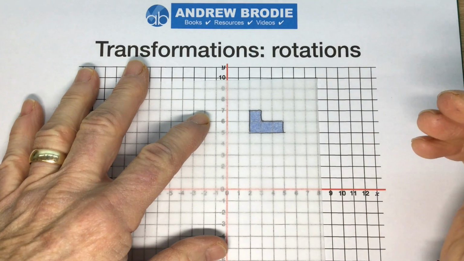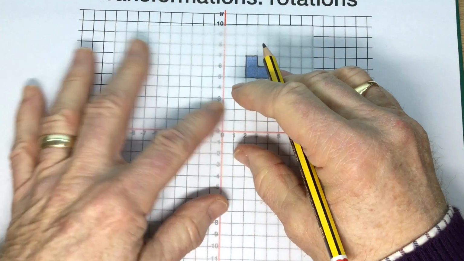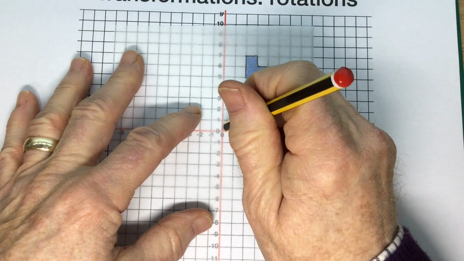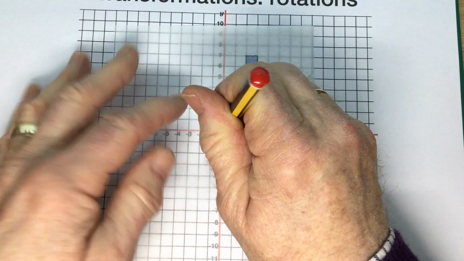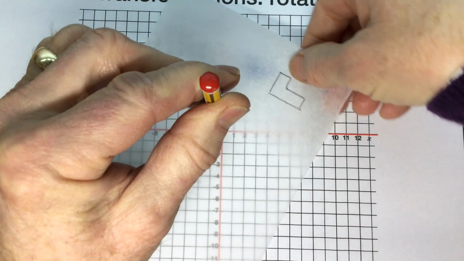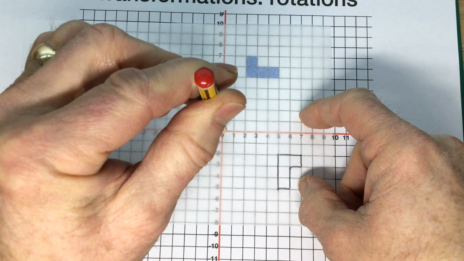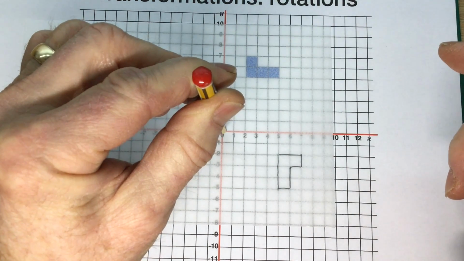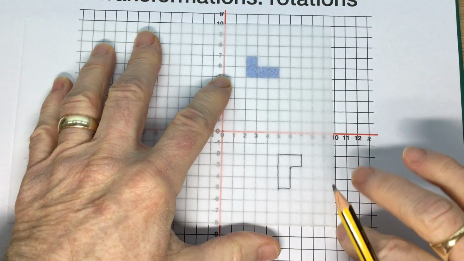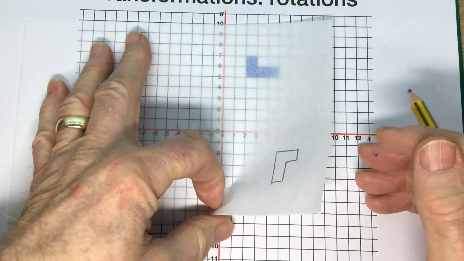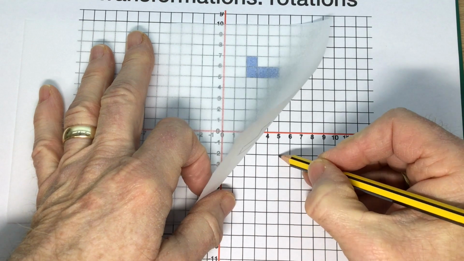There's the shape. And you may be asked to rotate the shape around the origin. So we'd call the origin the center of rotation. And you may be asked to rotate it 90 degrees, in which case it's going to end up there, 90 degrees around the center of rotation, which is the origin. And so having spotted where it is, you can just lift the corner of your tracing paper, make sure you've got it in exactly the right place, and then trace it on.